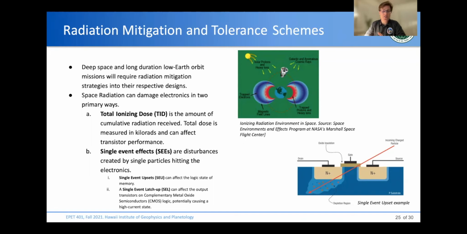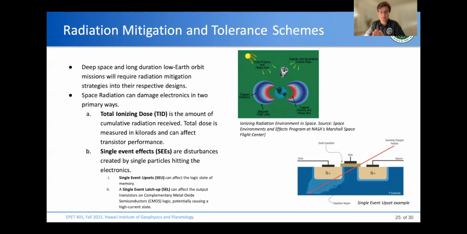So space radiation can damage electronics in two primary ways. One is the accumulation of radiation, or the total ionizing dose. This dose is usually measured in kilorads and degrades the electronics, mostly the transistors. So that is one particular concern that we have to address.